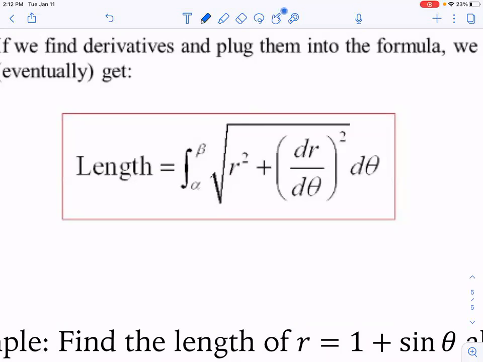We have an example. I would write the formula down. Arc length of a polar curve.